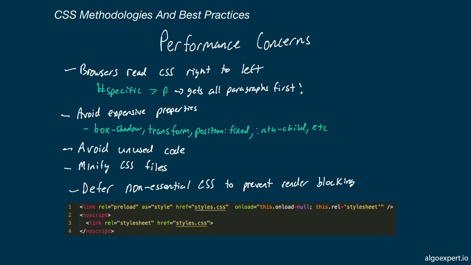One of the most common solutions will be to change the relationship attribute from style sheet to preload, which tells the browser to asynchronously load in this file as soon as possible. But then we also include the as attribute to tell it that this is a style sheet. Finally, we add the onload property with some simple JavaScript. First, this removes the onload code that we are adding just to make sure the browser doesn't try to run it twice. Then it sets the relationship attribute back to style sheet, which will apply these styles once the browser is done loading in the file, which happened without blocking renders.